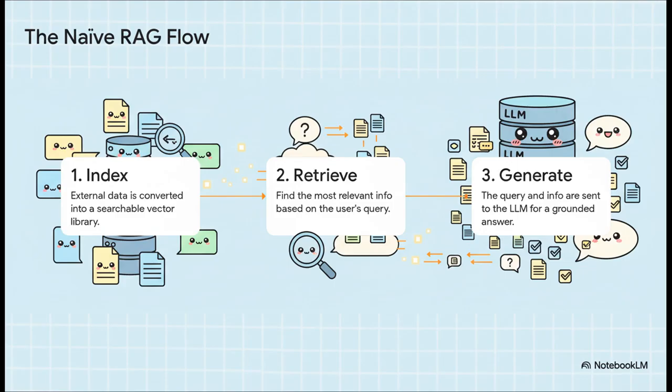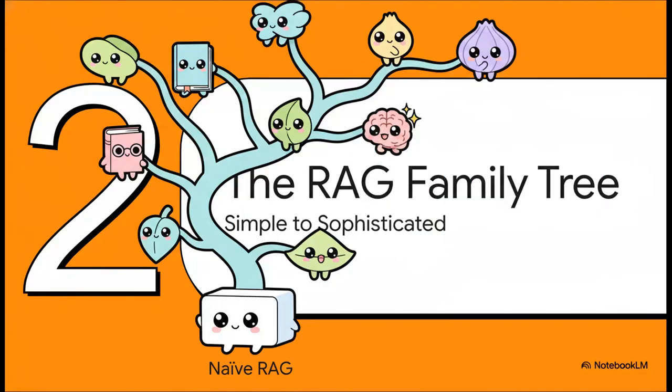Second, when you ask a question, the system will retrieve the most relevant little snippets from that library. And finally, it bundles your original question and that new information together and sends it to the LLM to generate a fact-checked answer. So, index, retrieve, generate. It's a really elegant and powerful idea.